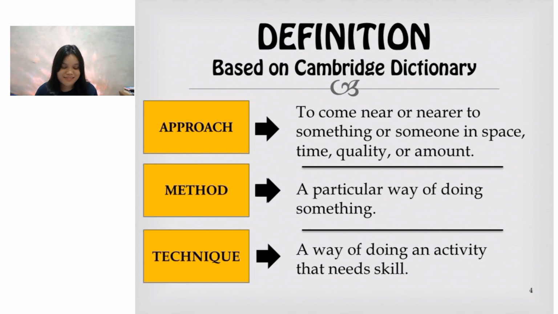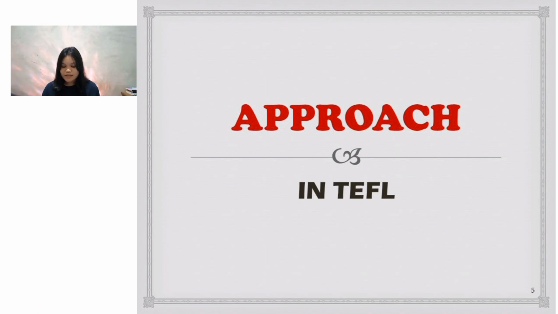I hope you guys understand. So the approach is how the teacher becomes closer to their students. That is the general meaning. The method is the way of doing something, and the technique is a way of doing an activity. So the particular way and a way of doing something.